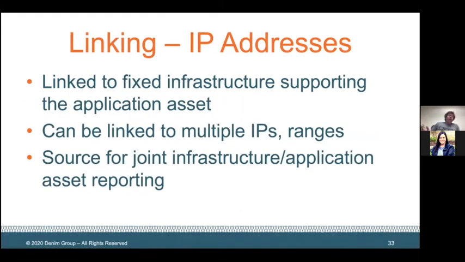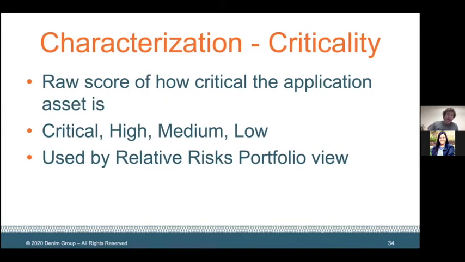Then we look at IP addresses, and this allows you to link to, if you have fixed infrastructure supporting this particular application asset, one IP or multiple IPs, and this is also a source that we use for our joint infrastructure and asset reporting. So again, as you get a broad set of applications that you want to track, and if you want to enter those into ThreadFix, these are ways that you can link them to other systems that you have within your organization to provide a richer set of data and better context and correlation. Now, if we look at characterization, we have this concept of criticality.